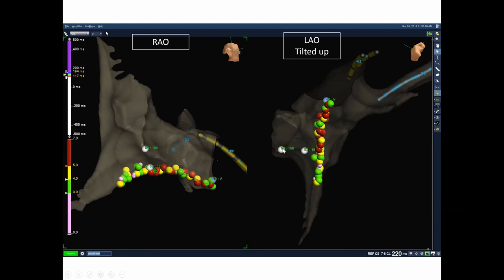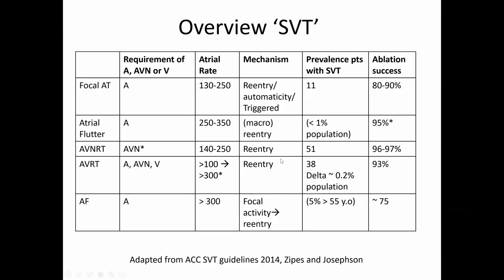So pacing from a more lateral point has got to go all the way around the annulus back to CS prox, whereas if you're even close to the line, it's further away because it's got to go all the way back to this point before it can come around back to CS prox.